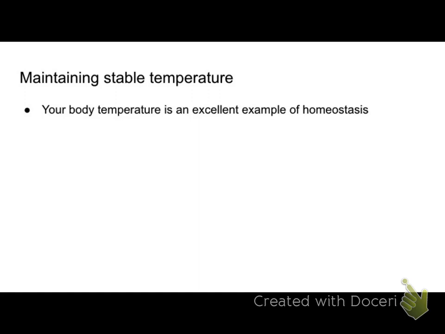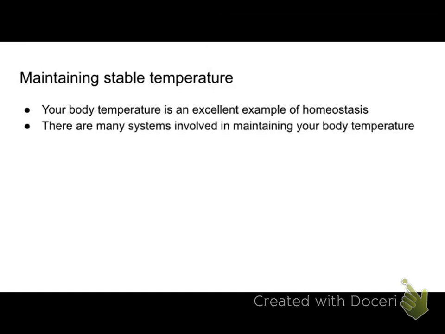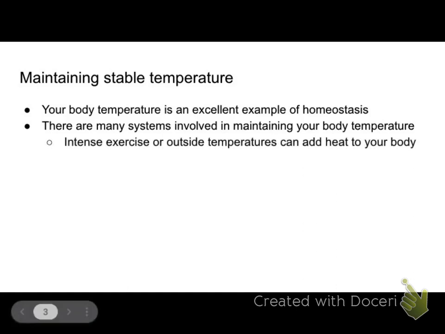Your body temperature is one of the better examples we have of how your body maintains homeostasis. There are lots of different systems involved in this, okay? So many of your body's systems are involved in keeping your temperature stable. For example, if the outside temperature increases or decreases, your body temperature will change. There are also things you can physically do that will change your body temperature, right? If you do a lot of heavy exercise, your internal temperature will want to rise, okay? Because it creates a lot of heat, it adds heat to your body.